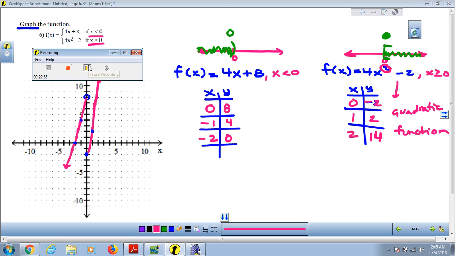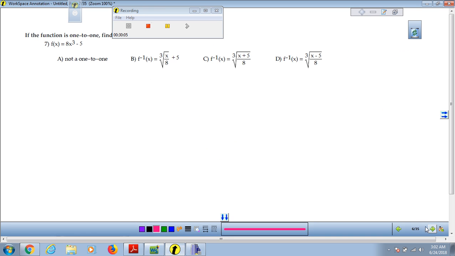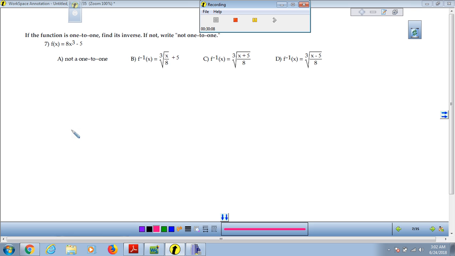Okay. Here is the answer for this question 6. Question 7 says, if the function is 1 to 1, find its inverse. If not, write not 1 to 1.